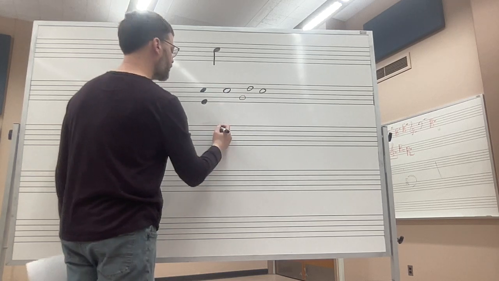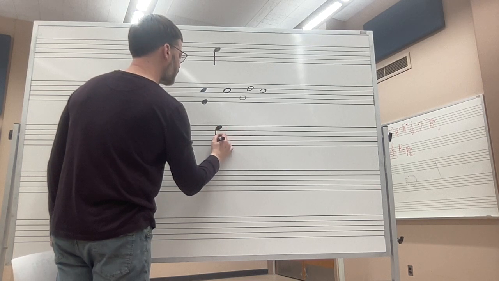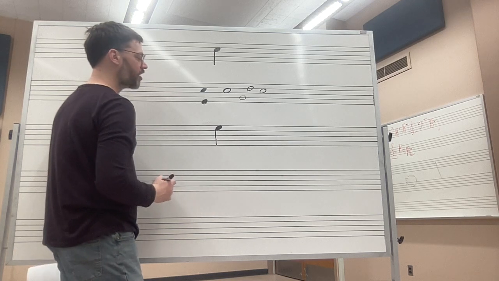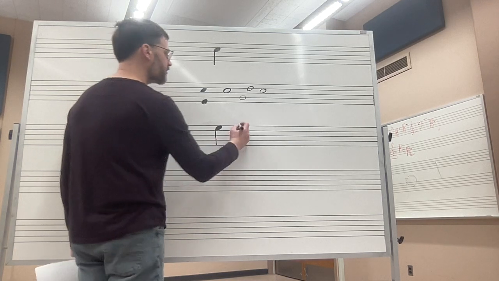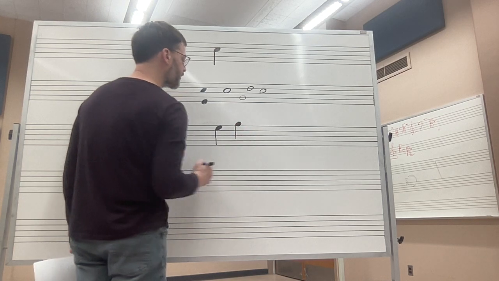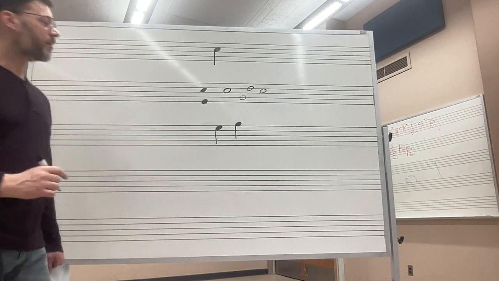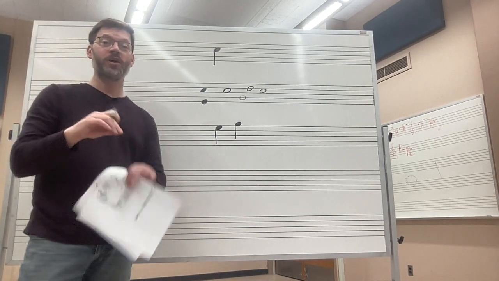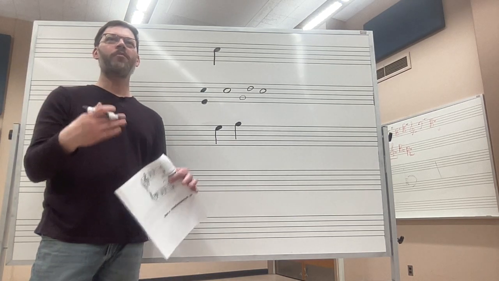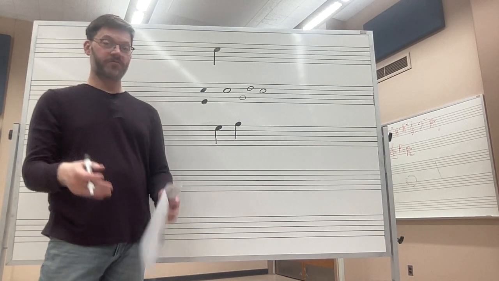Stems are going to go about that long, about 3 spaces or 3 lines worth. Not quite. People disagree on that a little bit. Something like that. Maybe this one's a little too long. So we don't want too short of stems or too long of stems. It just gets really messy on the page, and the whole point of notation is communication. You want someone else to be able to read what you're writing.